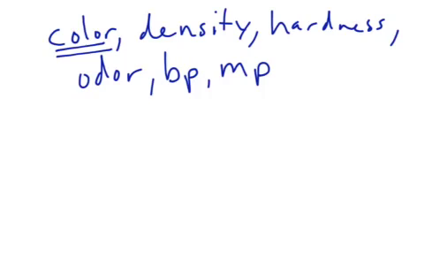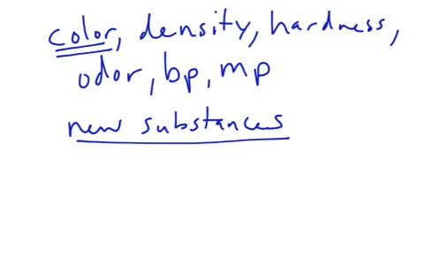A chemical property is the ability to form new substances. Anything with the word chemical in it usually implies new substances. And so, again, chemical property is the ability to form new substances.